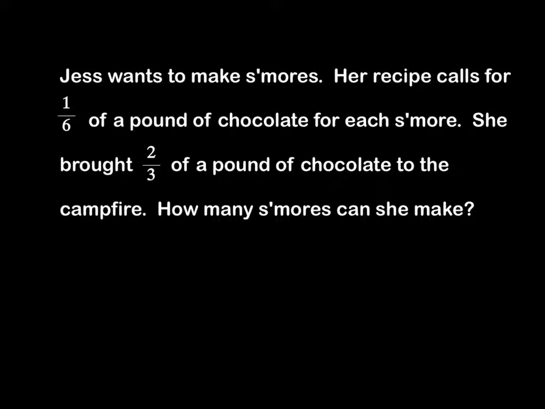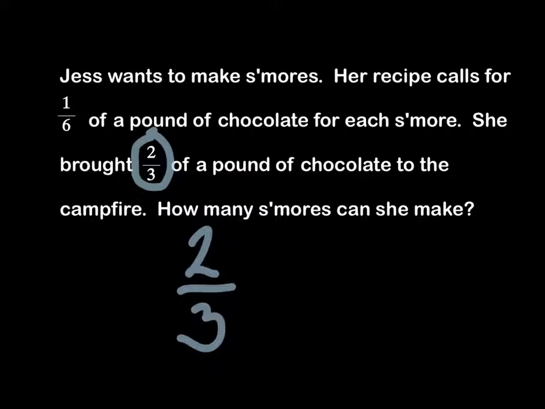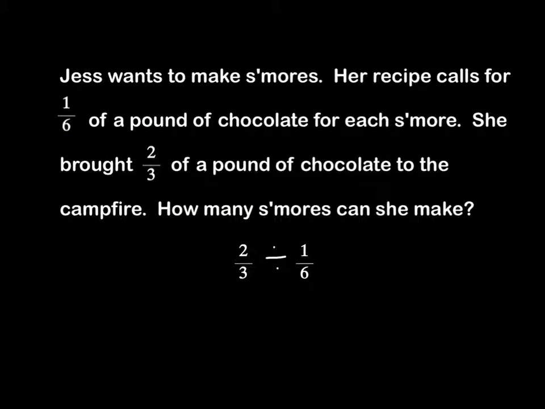So you see that Jess is making s'mores. She has 2/3 of a pound of chocolate. That's what she's starting with. So that is going to be our first number in the division problem. Our first fraction is 2/3 because that's what she has available. Each s'more is going to take 1/6 of a pound. So what you want to determine is how many 1/6 are in 2/3.